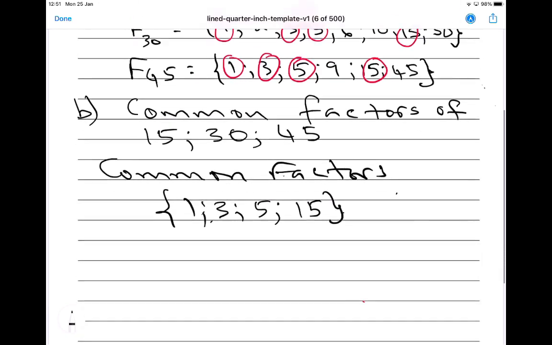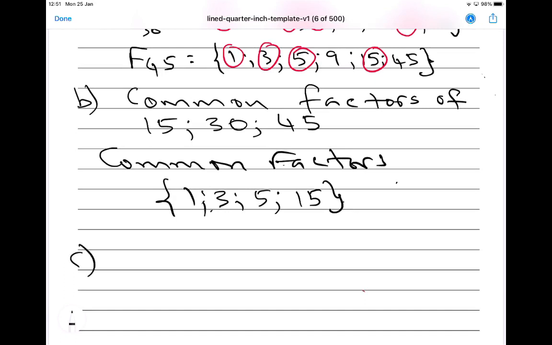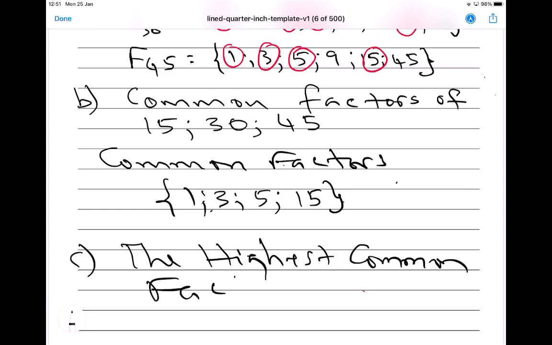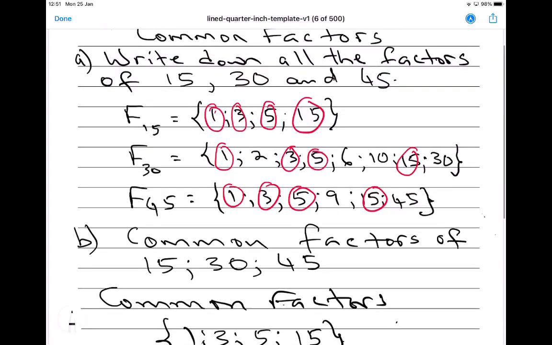Now the third thing is we can now determine the highest common factor. Right, the highest common factor is definitely 15. So you will get questions that require you to determine the highest common factor of a given set of numbers. You can use this method, maybe just to go through this again.